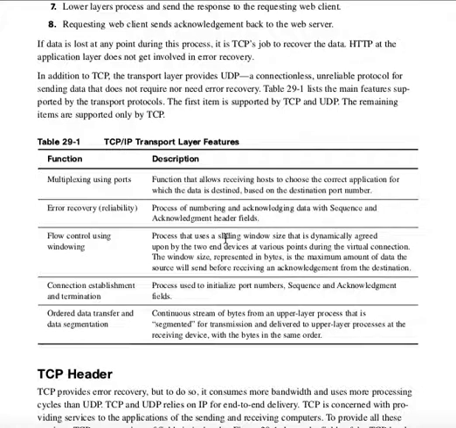Connection establishment and termination: process used to initialize port numbers, sequence and acknowledgement fields. Ordered data transfer and data segmentation: continuous stream of bytes from an upper layer process that is segmented for transmission and delivered to the upper layer process at the receiving device with the bytes in the same order.